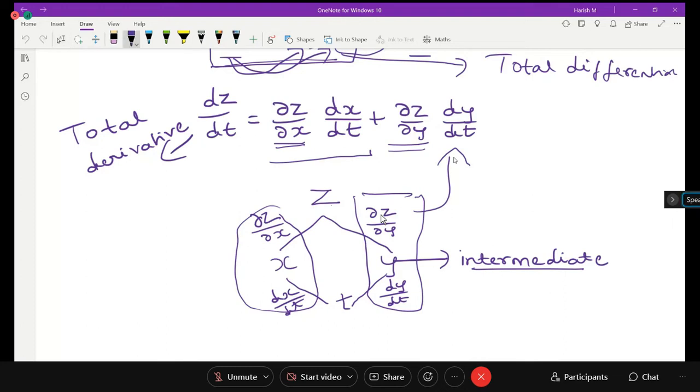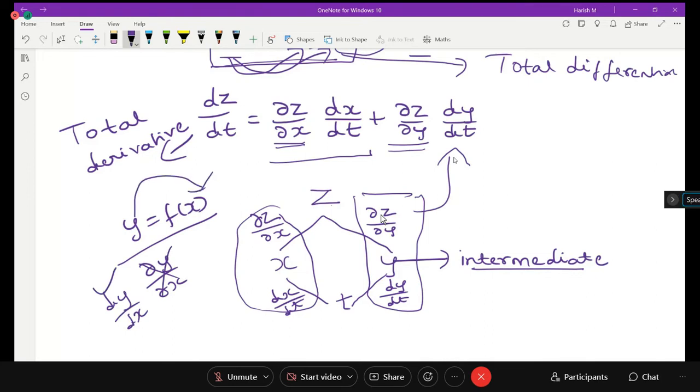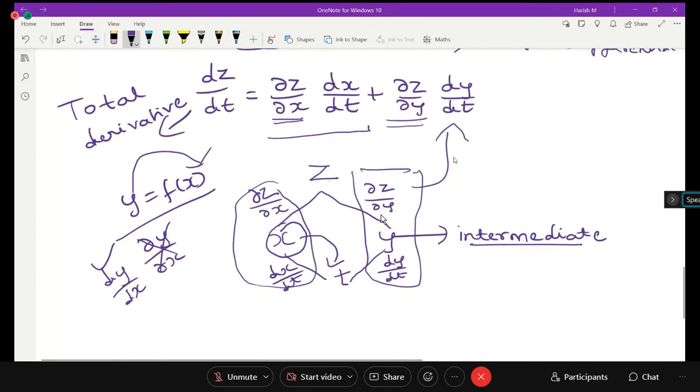See, if you have a case like y is equal to f of x, are you going to write dou y by dou x or dy by dx? dy by dx. Why are you writing dy by dx? Because y is dependent only on one variable. X is dependent only on t. Now you tell me, should I write dou x by dou t or dx by dt? dx by dt. So we take partial derivative when the other variable is also dependent on some other variable.